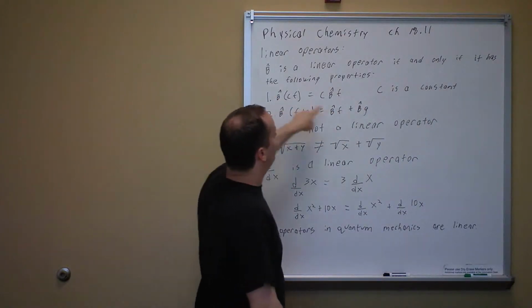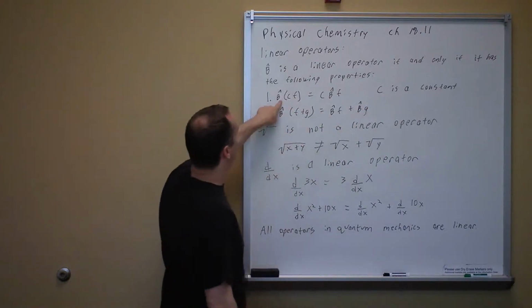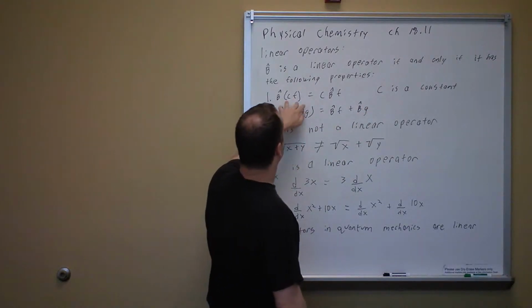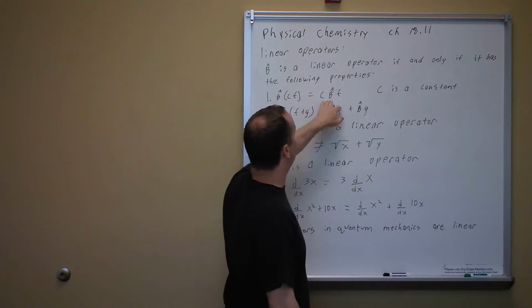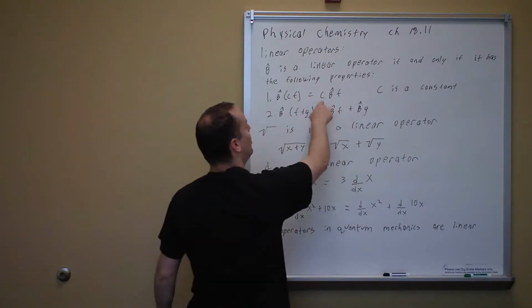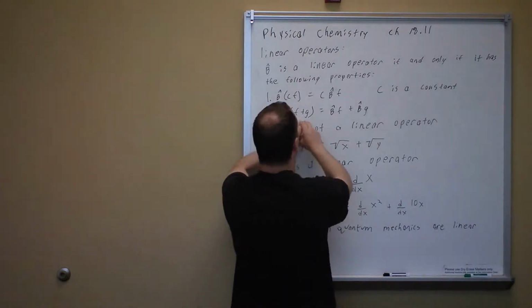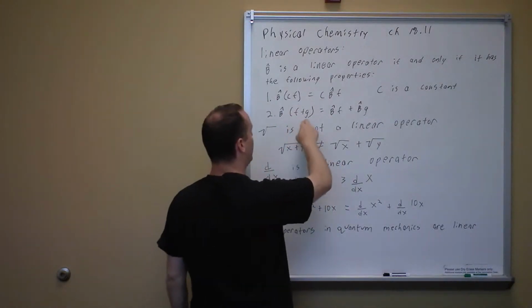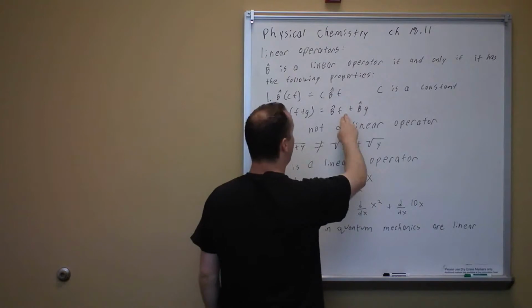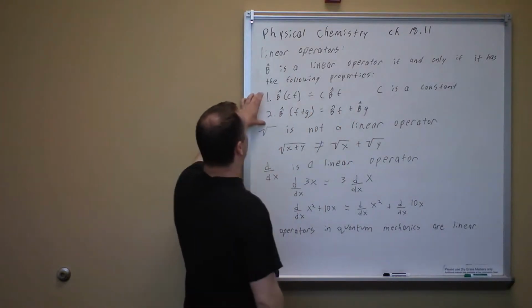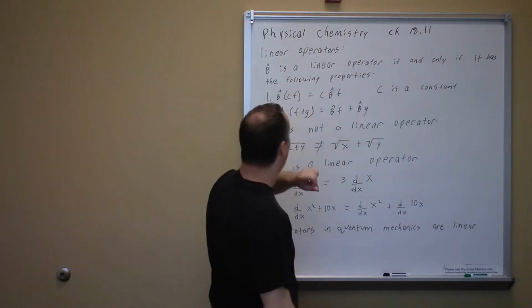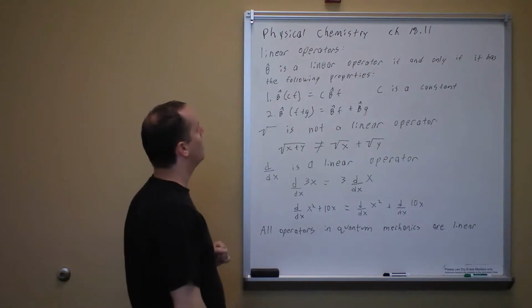One, if C is a constant, by the way, B hat of C times F is equal to C times B hat of F. In other words, you can pull the constant out. And two, if you have two different functions, F and G, B hat of F plus G is equal to B hat of F plus B hat of G. If it meets both of these criteria, we say it's a linear operator.